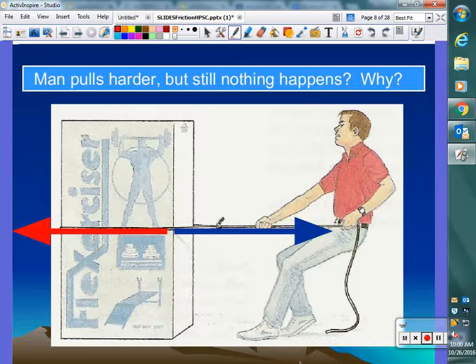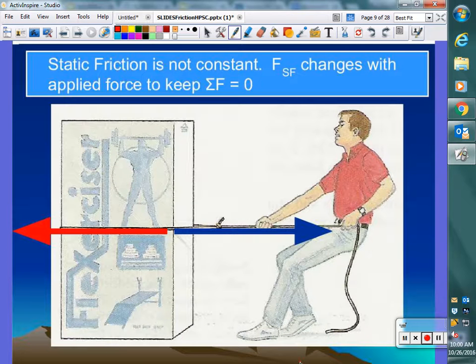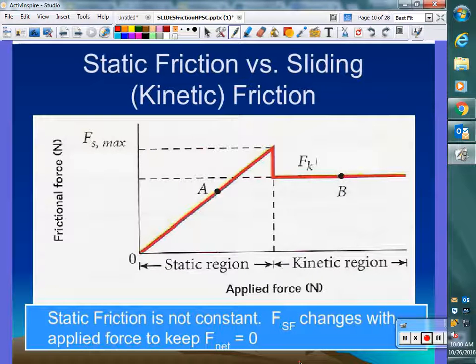Static friction. If blue gets longer, but nothing still happens, what had to happen to red? It had to get longer too, right? Static friction is not a constant force. SF, right? F for force, SF for static friction, changes with the applied force to keep net force equal to 0. Okay? Good there?